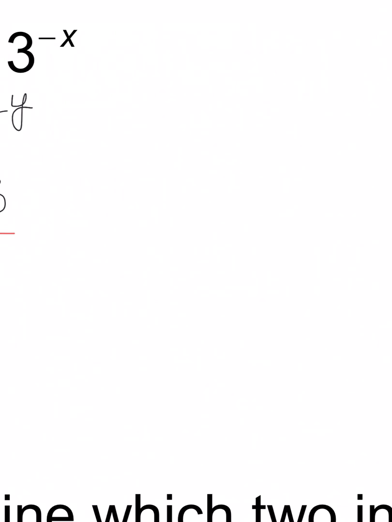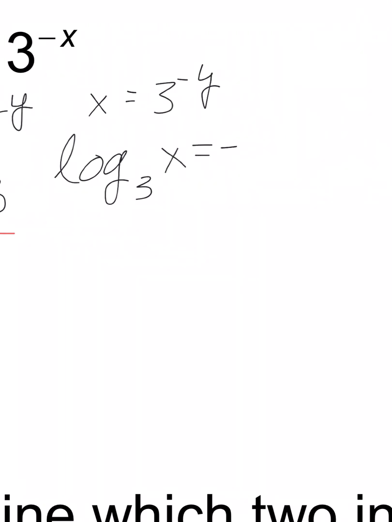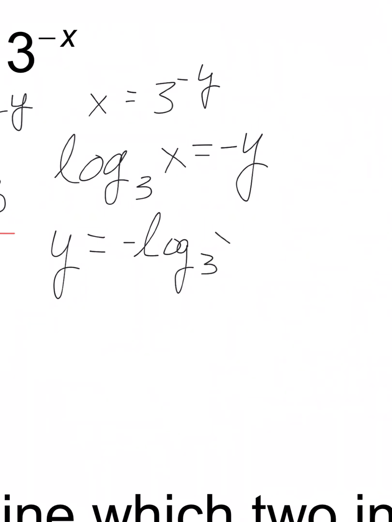Another way we could do it is, when we get back to the step where we have x equal to 3 to the negative y, we could simply put that into logarithm form. If we did that, we have log base 3, because 3 is the base of the exponent, of the value, which then becomes the argument, equals negative y. And now we divide by negative 1, so we get y equals the opposite of log base 3 of x. Both of those are the same, just in different forms.